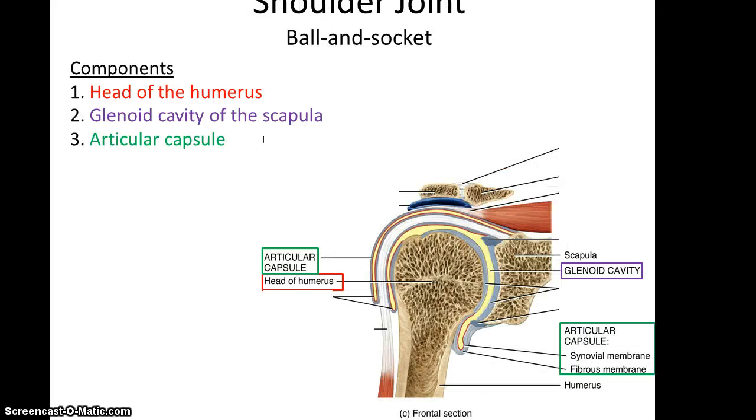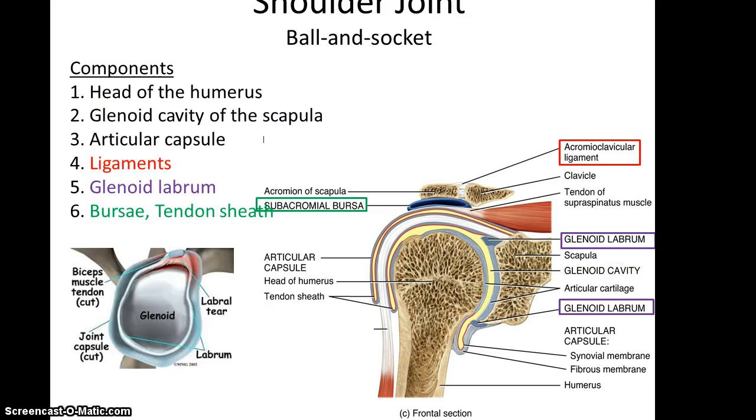Next is the shoulder joint, which is a ball and socket joint. The bones involved include the head of the humerus and the glenoid cavity of the scapula, and of course the articular capsule, because this again is a synovial joint. Other things you find: the glenoid labrum, which again acts as sort of an additional extension of the joint to make it a little bigger and to provide a stronger connection.